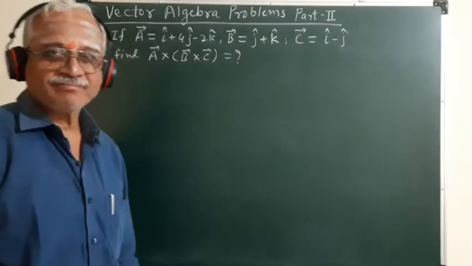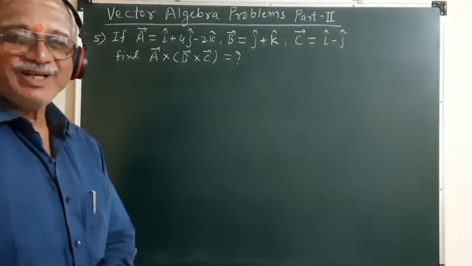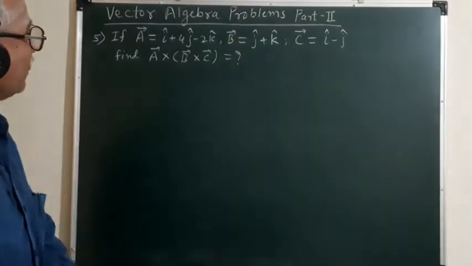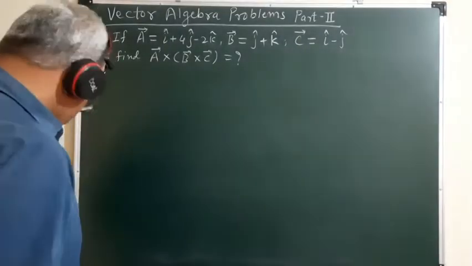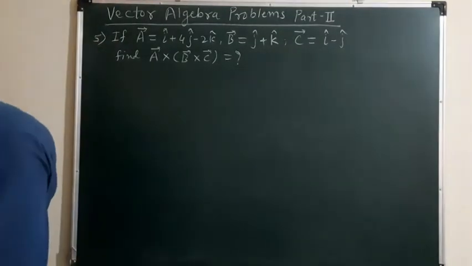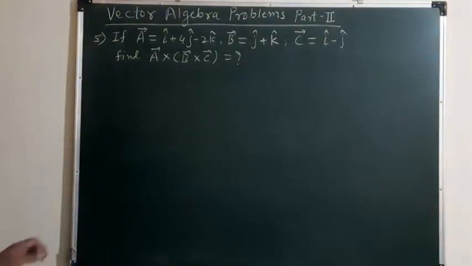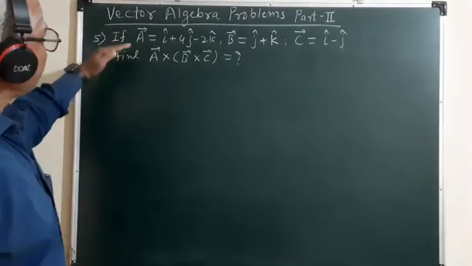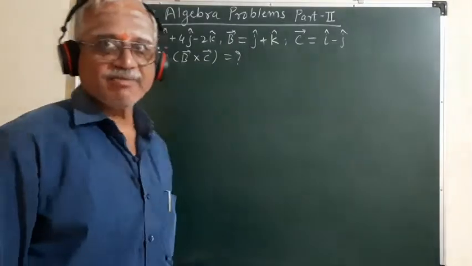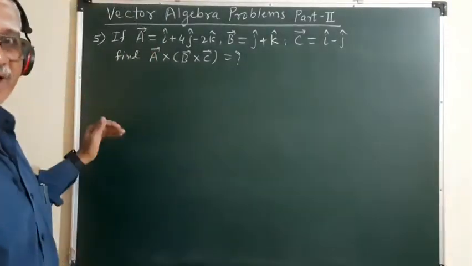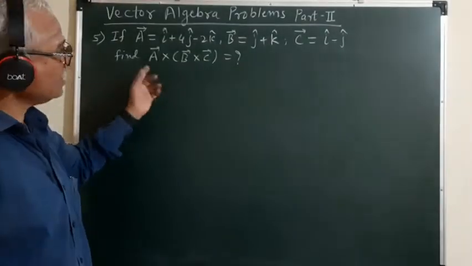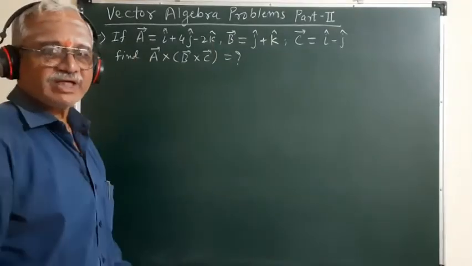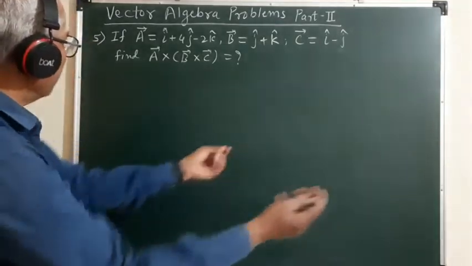Good morning. So today we will continue the problems on vector algebra. Yesterday we have seen the 4 problems. So today let us see the 5th one. Here we are given the 3 vectors a bar, b bar and c bar, and we are asked to evaluate the vector triple product of these 3 given vectors a bar, b bar and c bar.